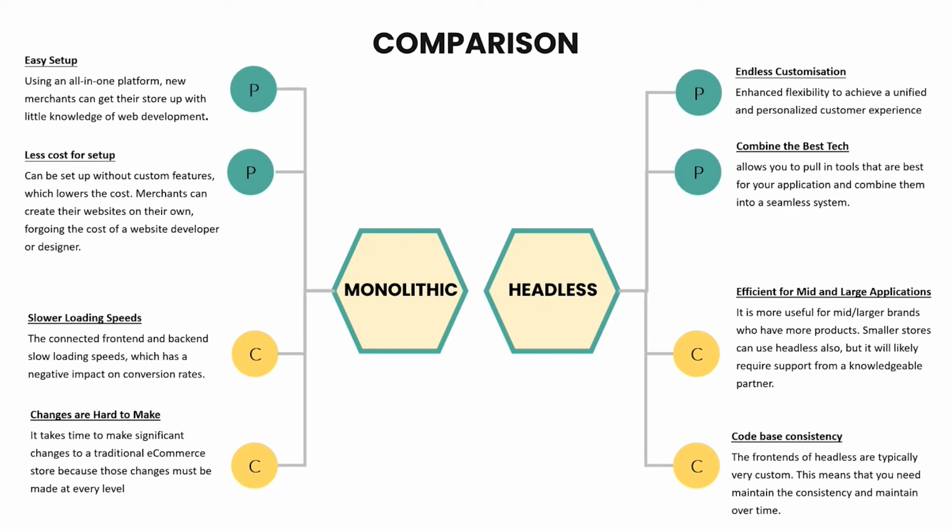One of the cons is slower loading speed due to the coupled architecture. Whenever changes need to be made, you have to touch all the layers in order to make any change. With a traditional approach, you are not able to combine different technologies to create an optimized store. Instead, as I said earlier, you stick to a particular technology for your platform. It's like a jack of all trades and master of none. That approach can be very limiting to advanced merchants and web developers.